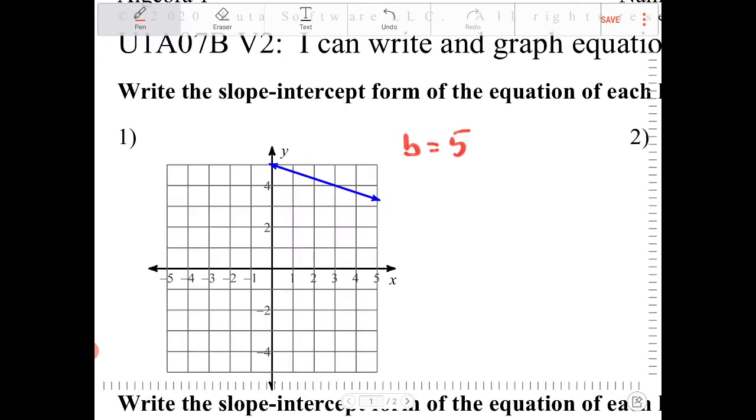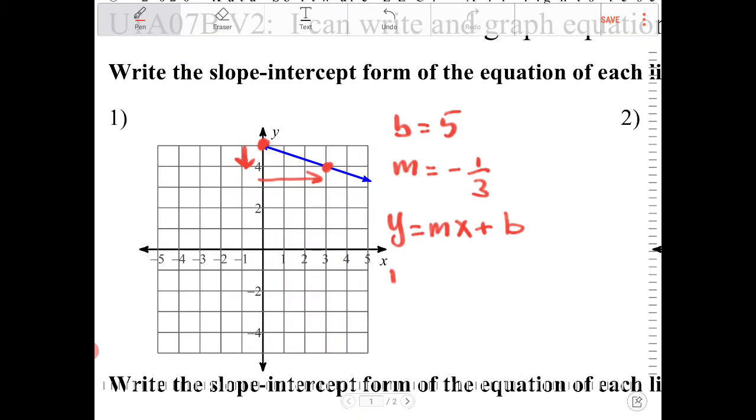So to find the slope, I need to see where the line passes through a definite point. So one of which is over here and another will be right there. So I will be going down 1 and over 3. So the slope will therefore be negative 1/3. And since the equation of a line in slope-intercept form is given by this template here, the equation of the line will be y equals negative 1/3 x plus 5.